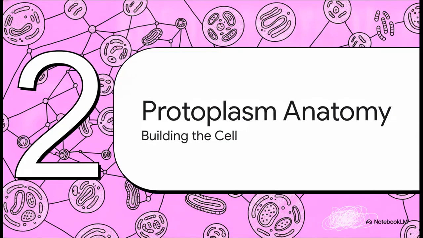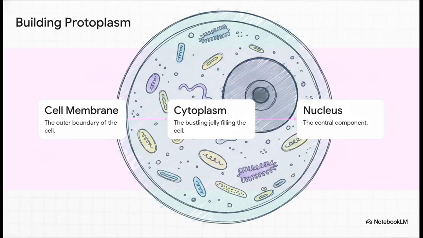Moving right along to Section 2, anatomy of the protoplasm. Let's build this protoplasm step by step using a chronological flowchart. Step 1, we lay down the cell membrane, which acts as our outer boundary. Step 2, we fill that space with the cytoplasm, right? That bustling jelly we just defined. And finally, Step 3, we drop in the nucleus right at the center. So, combining this outer membrane, the cytoplasm jelly, and the central nucleus sequentially is what builds the complete living protoplasm.